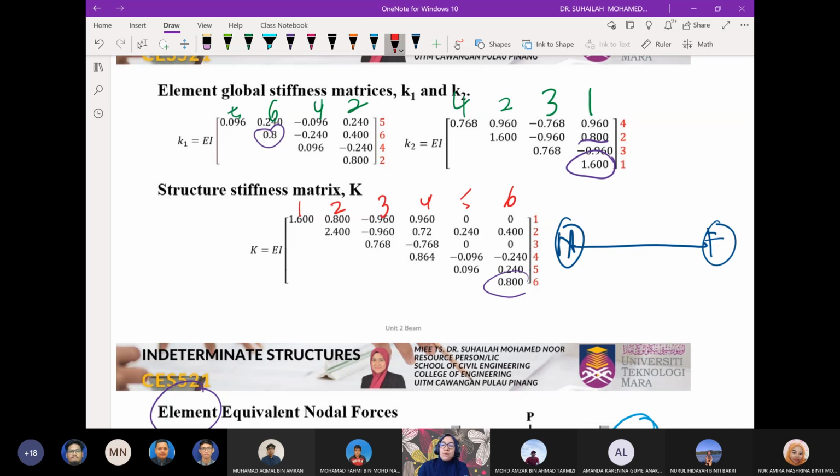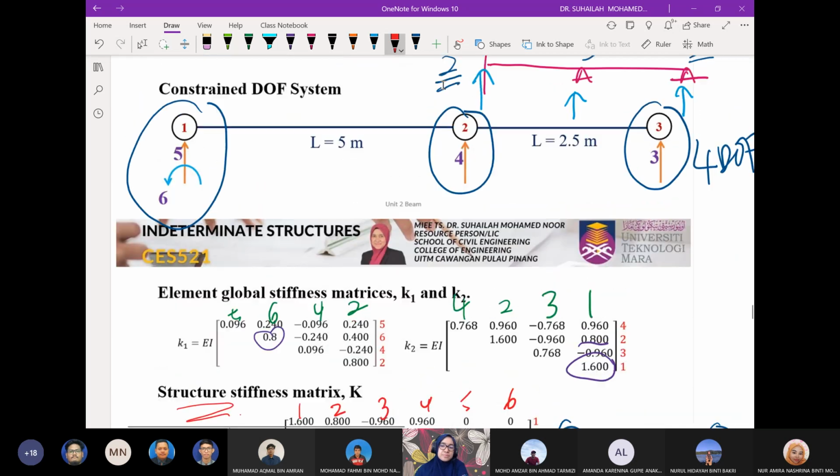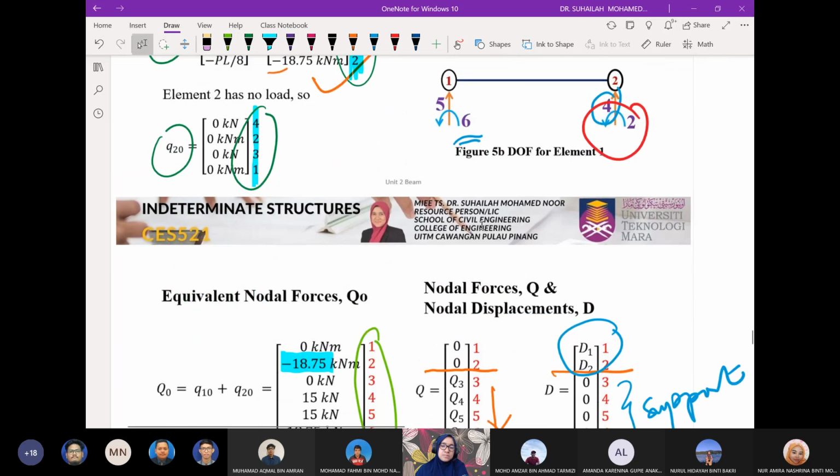So each node has YZ, YZ. That is why we label 5, 6, 4, 2, 4, 2, 3, 1. The label is the most important thing, because if you label wrongly, you will get the wrong structure stiffness matrix. Okay, so label carefully for the structure stiffness matrix.